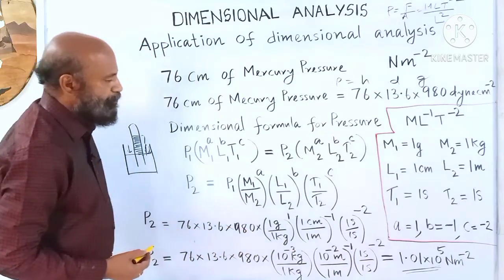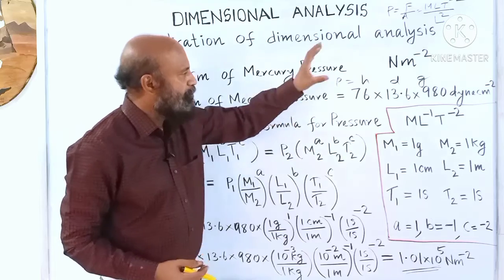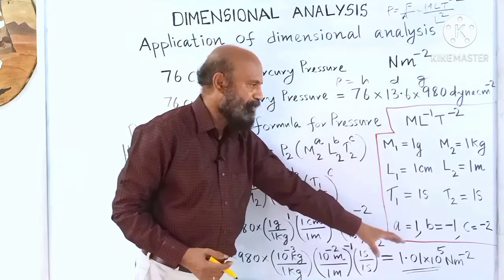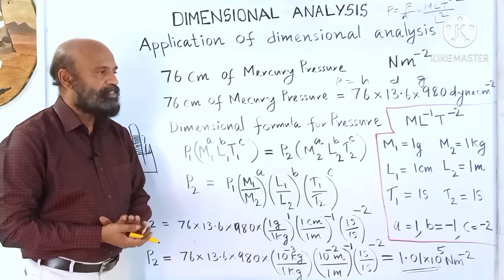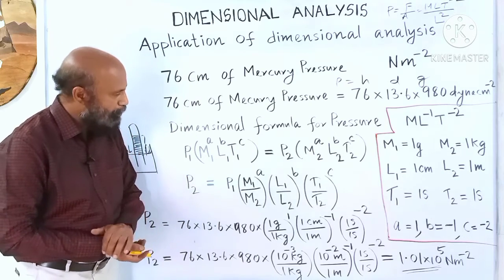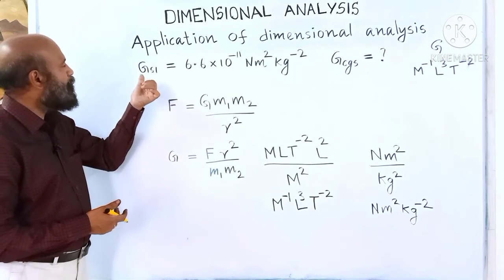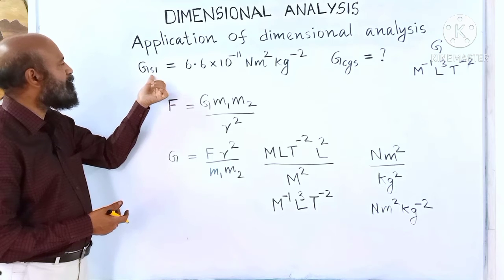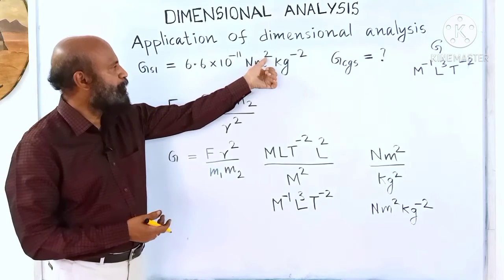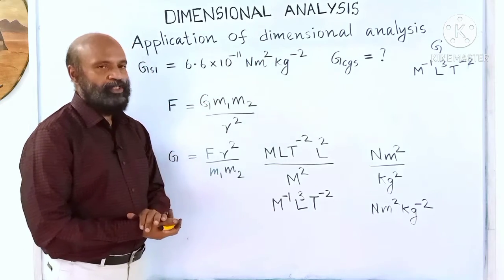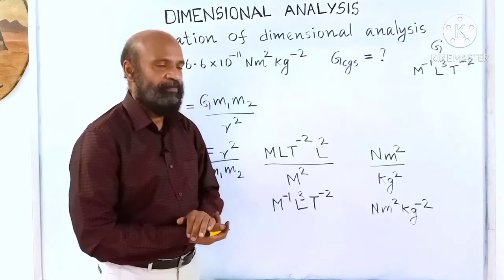So we have converted the atmospheric pressure from the CGS system to the SI system. So by the method of dimensions, we can convert from one system of units to another system of units. Let us see one more example. The gravitational constant in the SI system is given as 6.6 into 10 raised to -11 Newton meter square kilogram raised to -2. So you have to get the value of the gravitational constant in the CGS system.